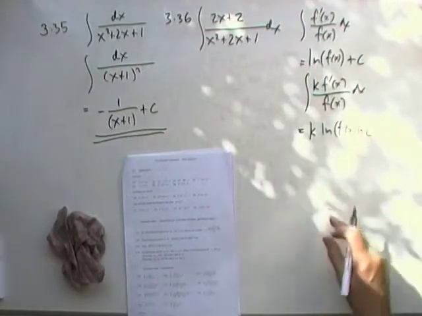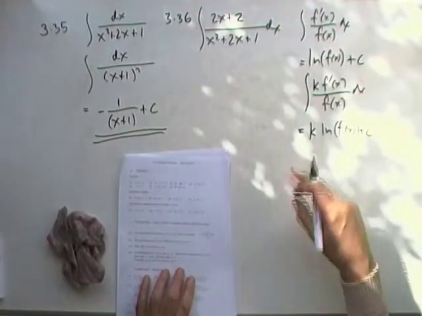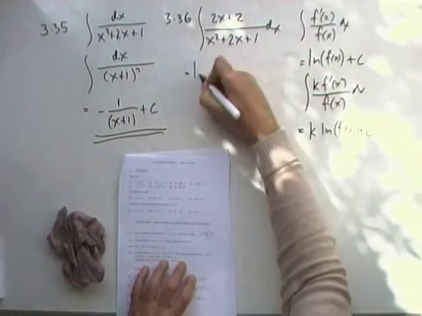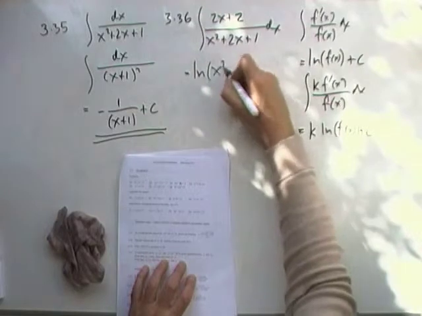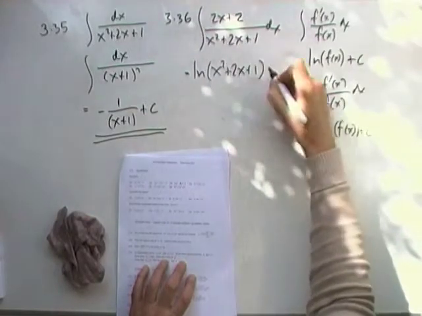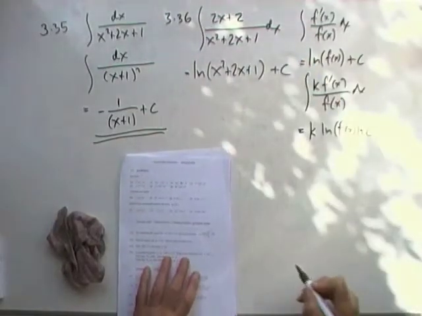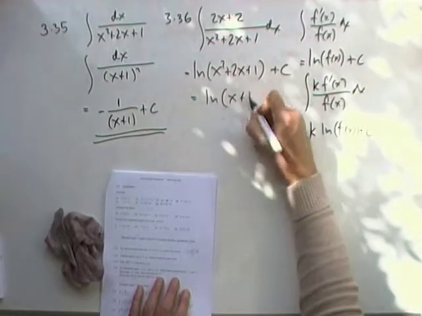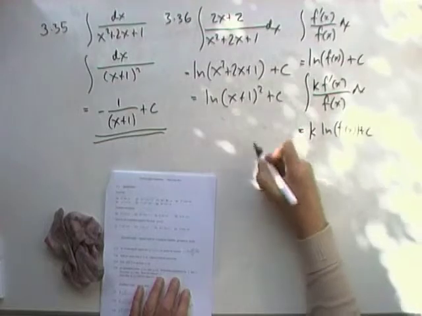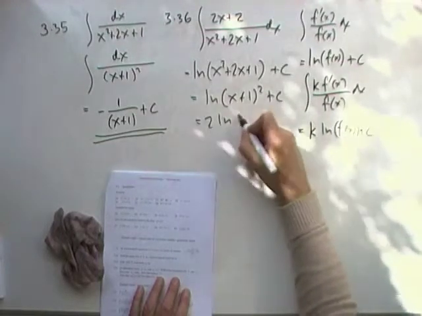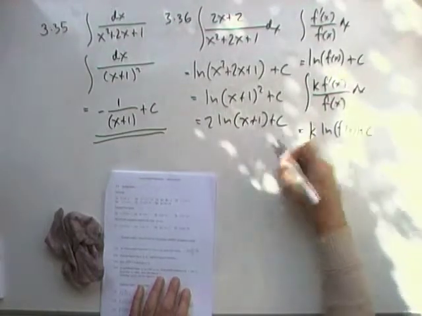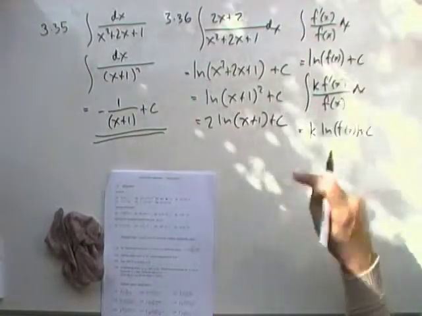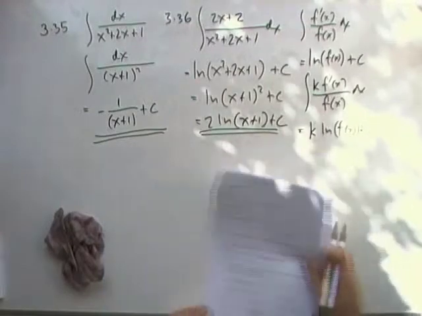These you can do by inspection. So I can answer this by inspection straight away. That is precisely the derivative of that. So the integral of that is just ln of x squared plus 2x plus 1 plus c. And if I wanted, I could go further. I could say that's ln of x plus 1 squared plus c. Or even 2 times ln x plus 1 plus c if I wanted. But the point is, you can integrate that by inspection.